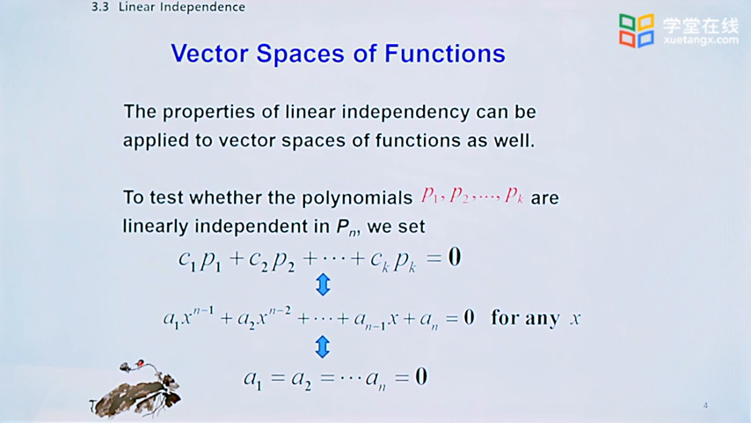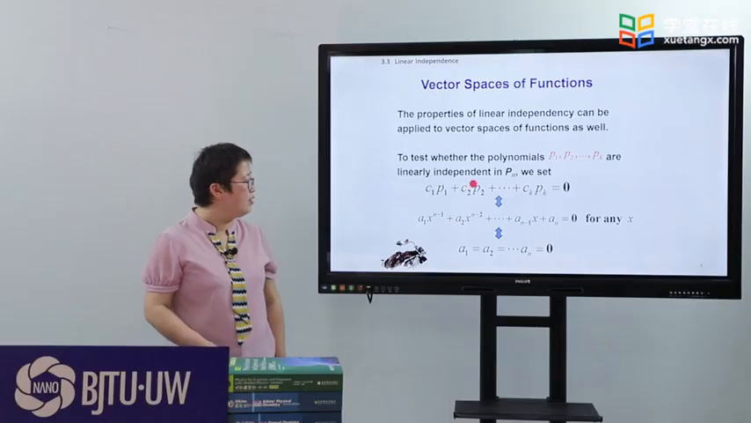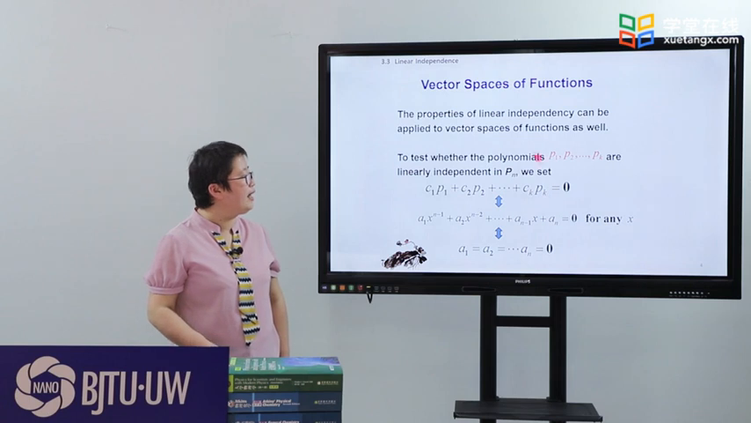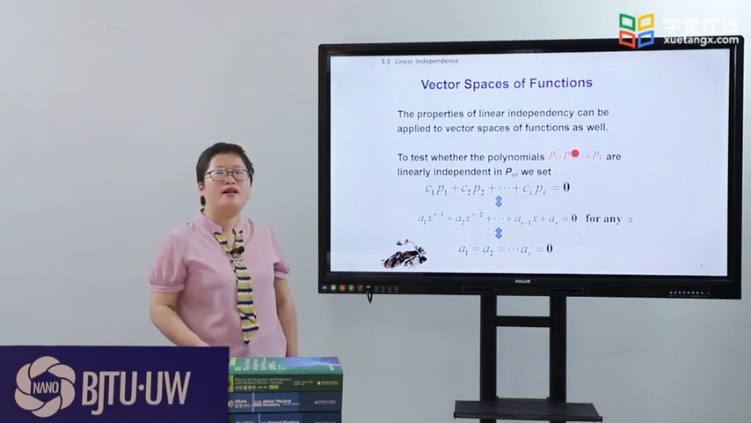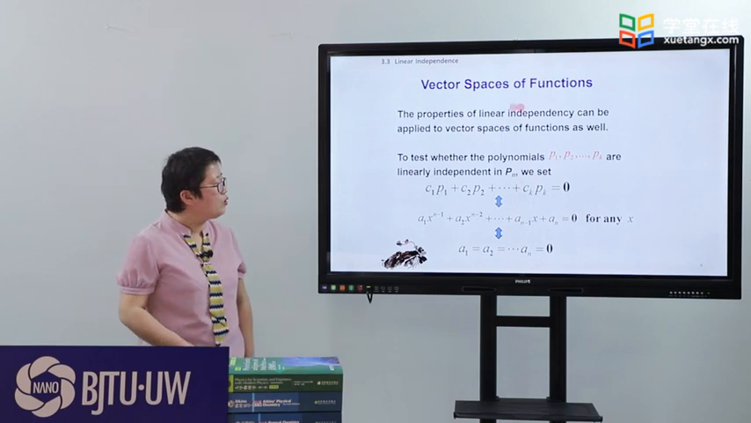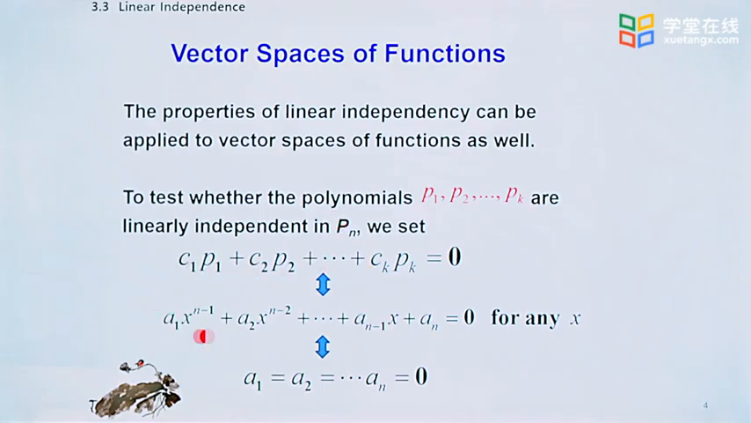So in order to test whether the polynomials P1, P2 till Pk are linearly independent in Pn, we also set this type of equation. So it is c1 times P1 plus c2 times P2 plus till plus ck times Pk equals 0. Because P1, P2 till Pk are polynomials of degree less than n, eventually you can transform the left side to this type, like a1 times x^(n-1) plus a2 times x^(n-2) plus till plus a_(n-1) times x plus an equals 0 for any x.